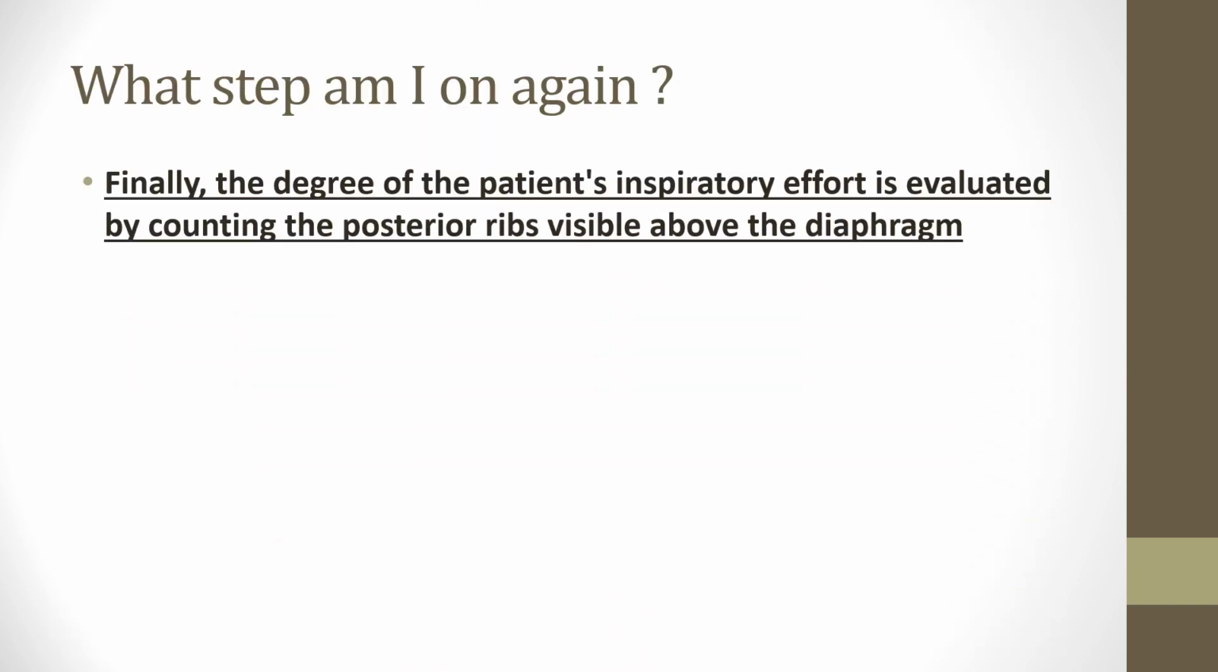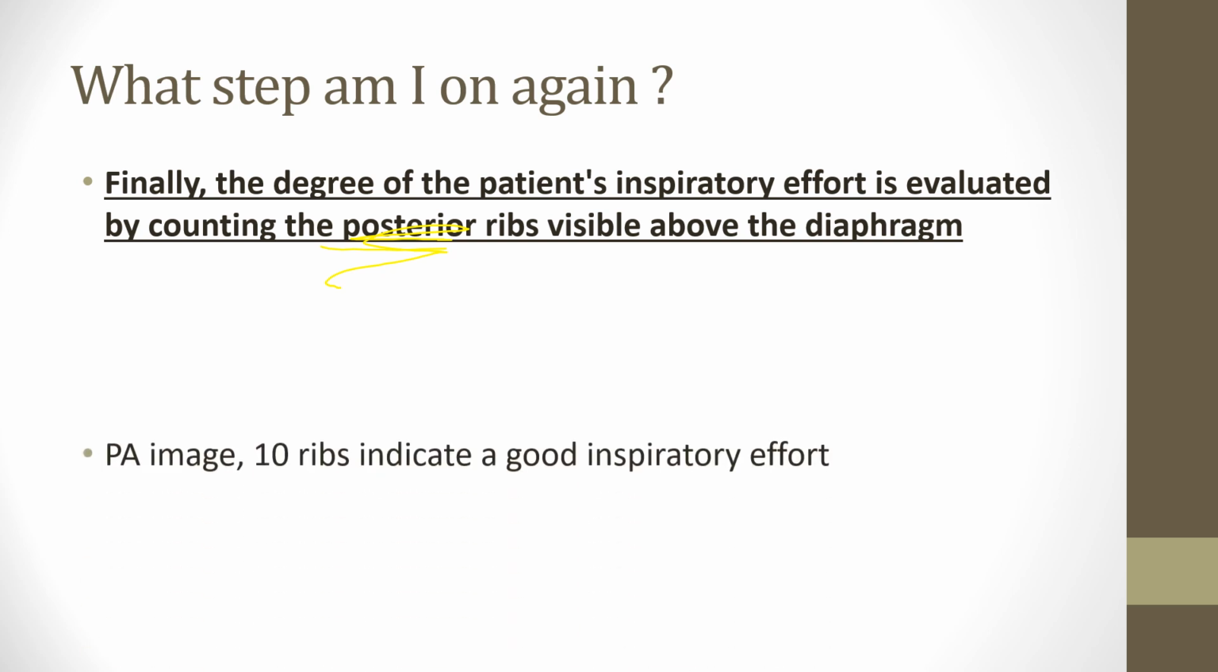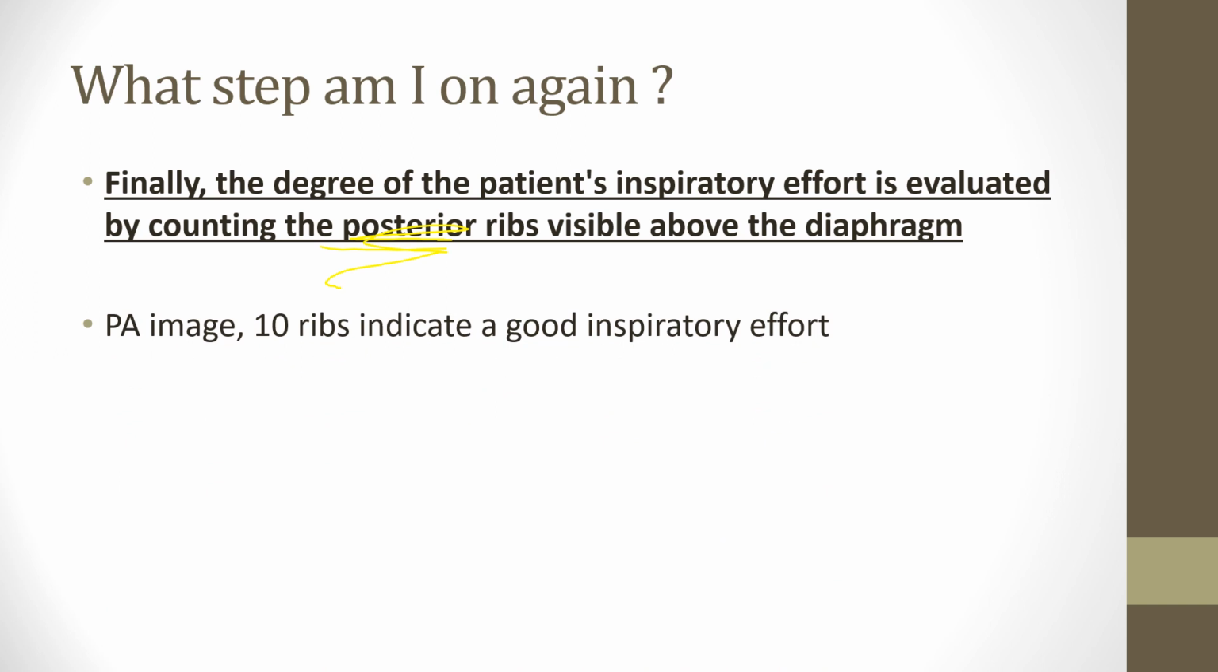All right, so we looked at the quality of the image, we looked for rotation, and now we're going to look at their inspiratory effort, and that's why we count posterior ribs. Posterior ribs, hopefully you remember that. Posterior ribs above the diaphragm. Identify rib 1, remember that's the big circle one, and then go down from there. On a PA image, you should see roughly about 10 ribs for a good inspiratory film.